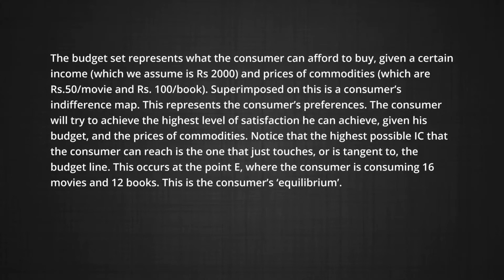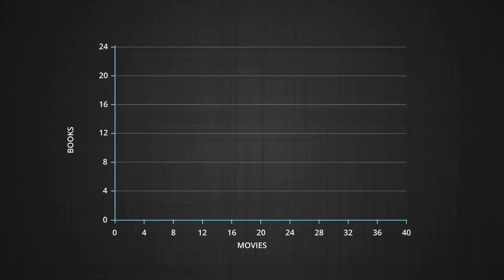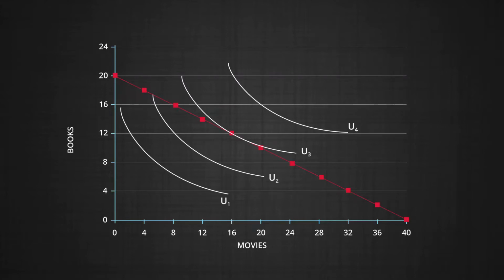The consumer will try to achieve the highest level of satisfaction he can achieve given his budget and the prices of commodities. Notice that the highest possible indifference curve that the consumer can reach is the one that just touches or is tangent to the budget line. This occurs at the point E, where the consumer is consuming 16 movies and 12 books in the diagram shown here. This is the consumer's equilibrium.